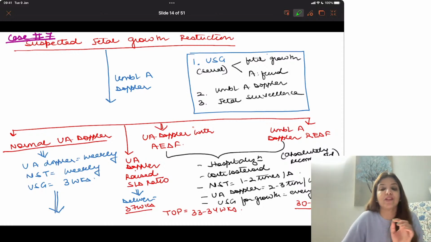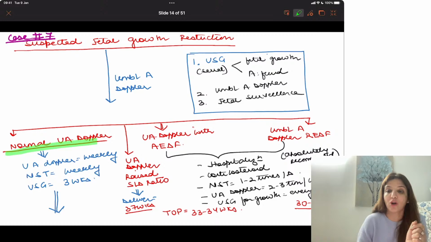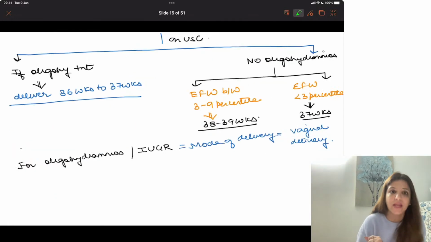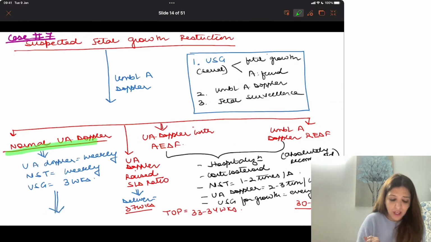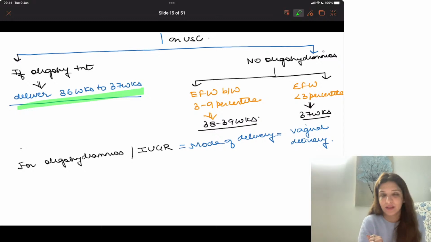Now, if they say that there is fetal growth restriction and the umbilical artery Doppler studies are normal, then you are going to say that I simply have to keep my patient under surveillance. So I will repeat umbilical artery Doppler weekly, I will do NST weekly, and I will do ultrasounds every 3 weeks. And if oligohydramnios is present on ultrasound, I will deliver the patient between 36 to 37 weeks.